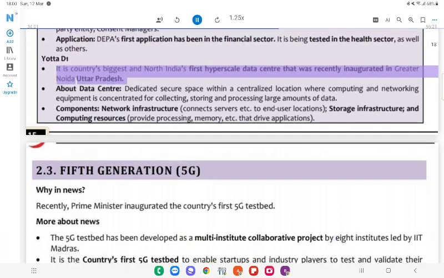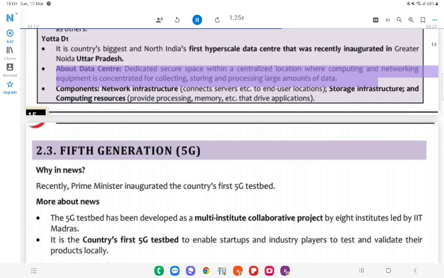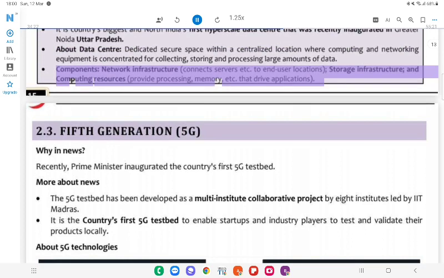It is the country's biggest and North India's first hyperscale data center that was recently inaugurated in Greater Noida, Uttar Pradesh. About data center: a dedicated secure space within a centralized location where computing and networking equipment is concentrated for collecting, storing and processing large amounts of data.